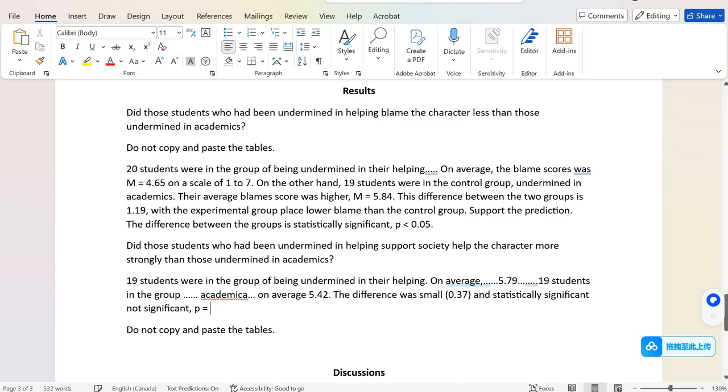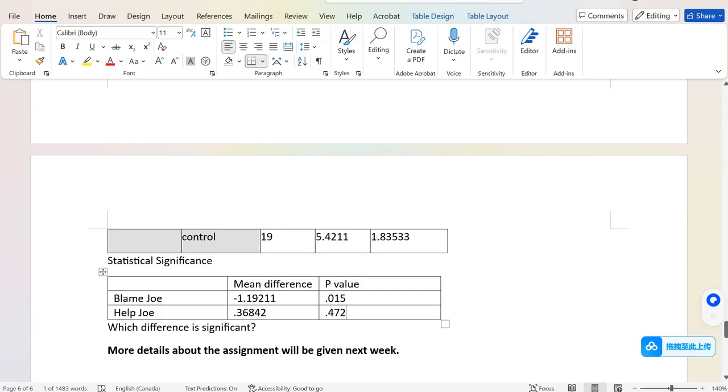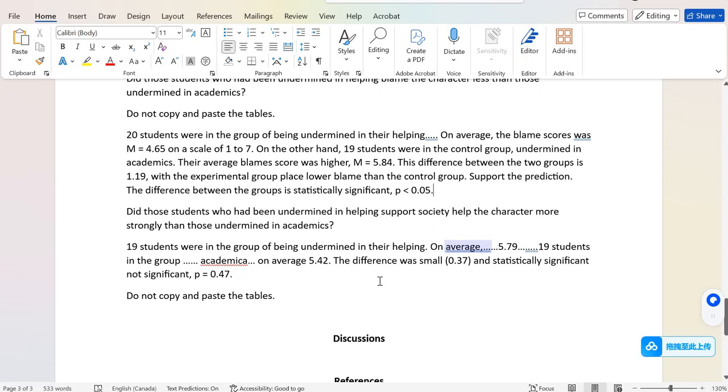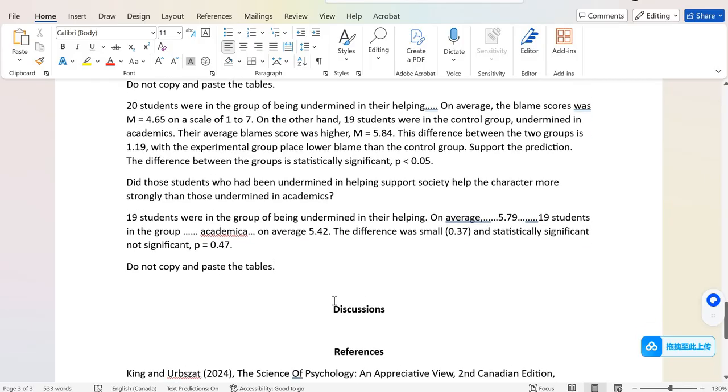P, what was the P value? 0.47. Or you can simply write P larger than 0.05. But giving the exact P value looks better. Those were the results. People in the experimental group blamed Joe less, but in terms of supporting society for helping Joe, there was not a significant difference.